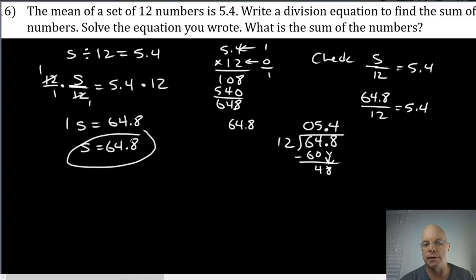There are 4 12s in 48, with a remainder of 0, so this quotient is exactly 5.4, as we hoped. That confirms it with the reflexive property. And so the sum is 64 and 8/10. I hope that helped with the homework.